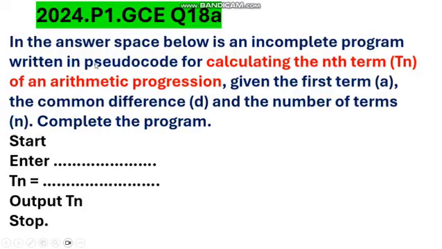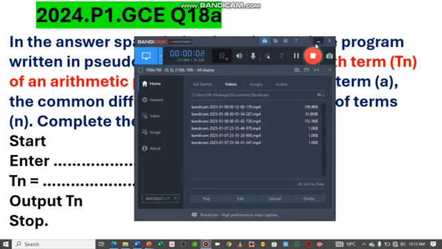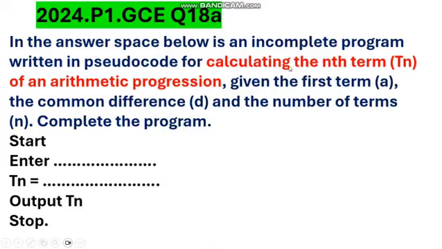Alright, so here is our last question. This is a question that came in Mathematics Paper 1 for 2024. It was for General Certificate of Education, which is GCE candidates, and this was question 18A. The question reads, in the answer space below is an incomplete program written in pseudocode for calculating the nth term of an arithmetic progression. Given the first term A, the common difference D, and the number of terms N, complete the program. So here we need to complete this program, which is the pseudocode.